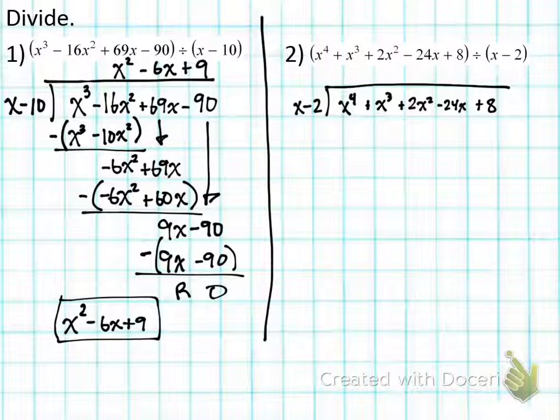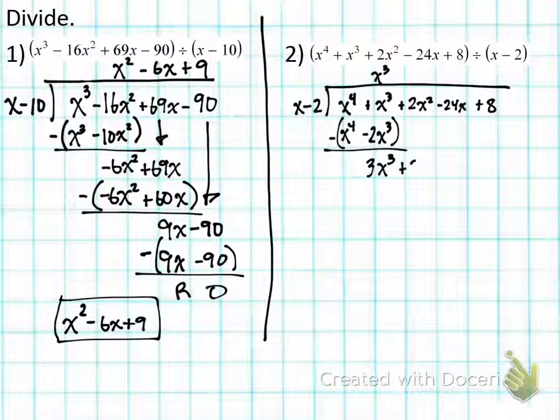What do I multiply x with to get x to the 4th? X cubed. X cubed times x is x to the 4th. X cubed times negative 2 is negative 2x cubed. Parentheses, subtract x to the 4th minus x to the 4th. Cancels out. X cubed minus negative 2x cubed is positive 3x cubed. Bring down the next term, positive 2x squared.